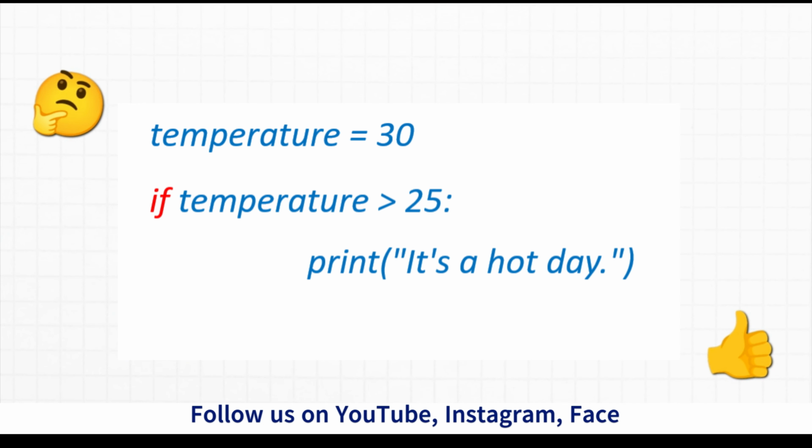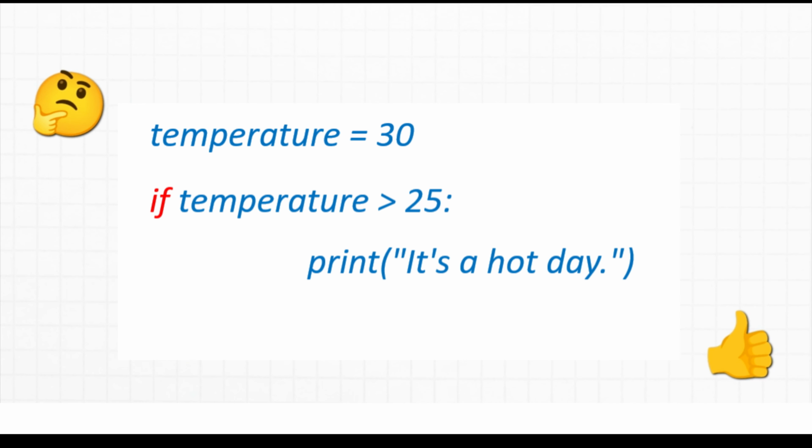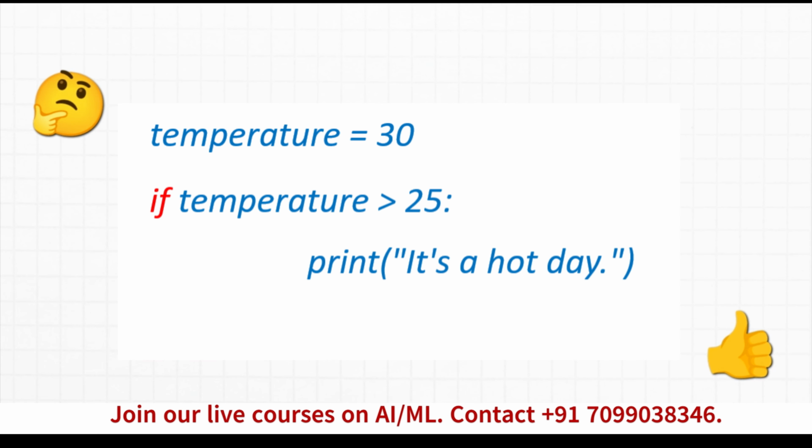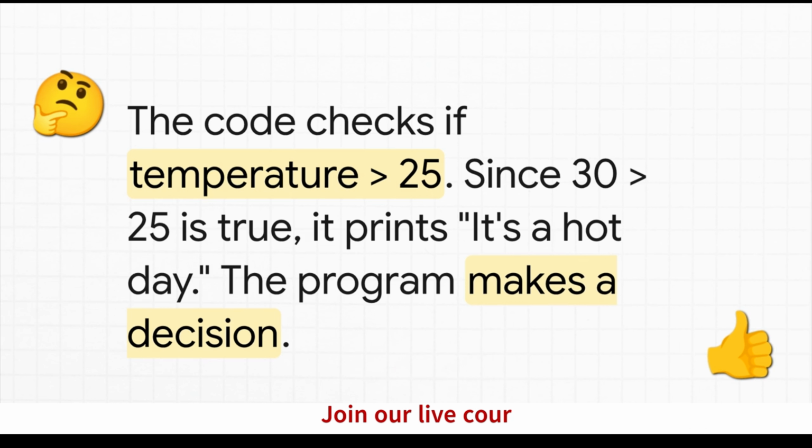All right, check this out. It's super straightforward. We've got a variable temperature, and we set it to 30. Now here's the magic, the if statement. It asks the question, is the temperature greater than 25? Since 30 is definitely greater than 25, that condition is true. And because it's true, the code that's indented right underneath it gets to run. Boom, it's a hot day. It's that simple. Now, if the temperature was, say, 20, Python would check, see it's false, and just skip right over that print line. Nothing would happen.